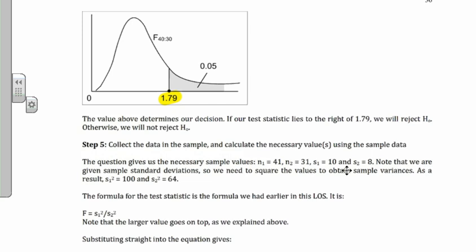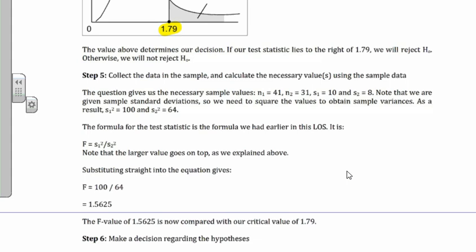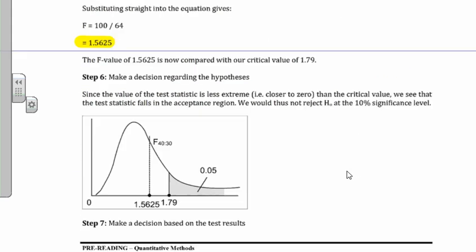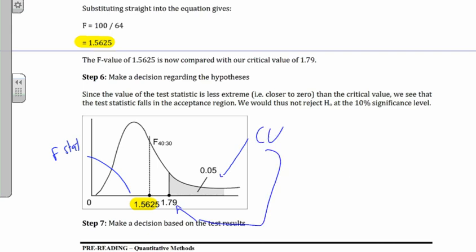Okay, step 5 is when I now go and calculate my test statistic, and I get to 1.5625. Remember, this F value, we know it's still a t statistic, but we're just going to call it the F value because that's where it's derived from, is 1.56. So again, 1.56 is my F stat, versus my critical value of 1.79, keeping in mind, of course, that beyond that would be the rejection region. That's where I do want to be.